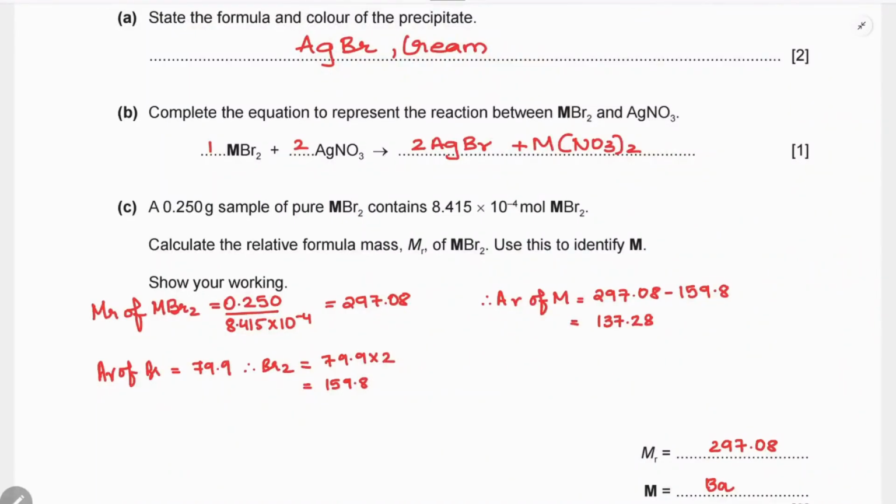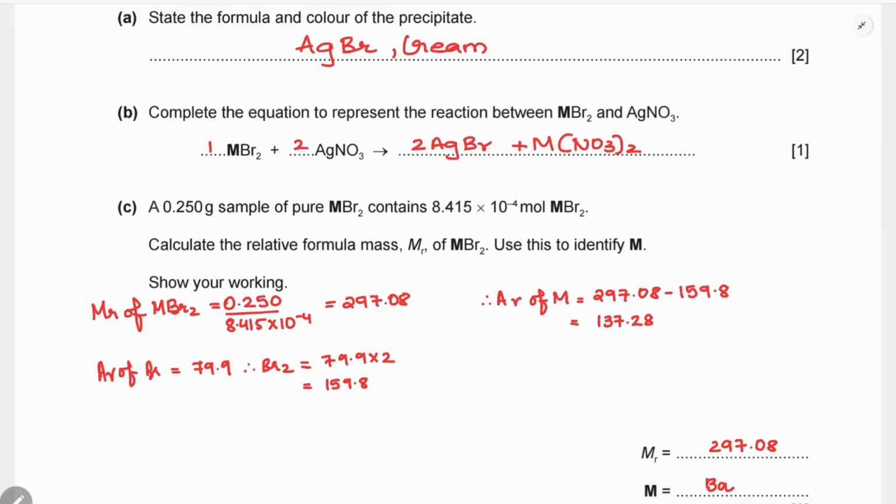Question number 3. A sample of 0.250 gram of pure MBr2 is given to us, containing these many moles of MBr2. Calculate the relative formula mass, Mr, of MBr2. Use this to identify M. Show your working. So first we're going to calculate Mr of MBr2. The Mr we do not know, that we need to find out. So we take mass upon moles. Mass is given to us and moles are also given to us, so we can get Mr of MBr2.